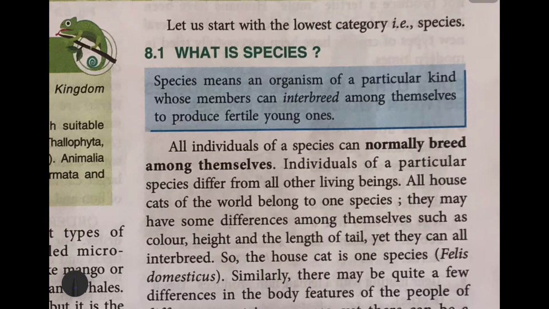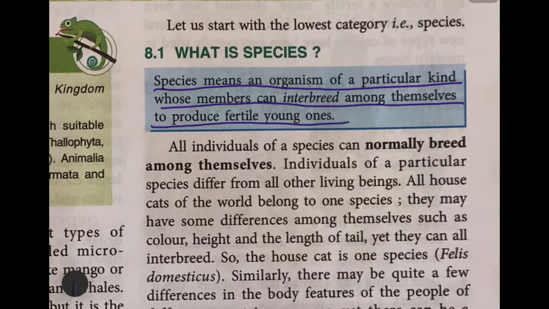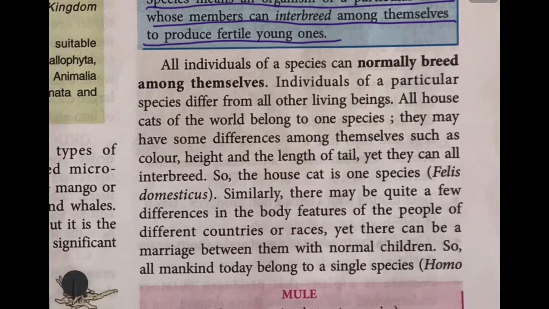Please underline: species means an organism of a particular kind whose members can interbreed amongst themselves to produce fertile young ones. That is, organisms of one species can breed amongst themselves to produce young ones. Okay, like a human can breed only with a human to get a baby. Similarly, a dog can breed only with a dog to get a puppy, and so on. So, all individuals of a species can normally breed among themselves.